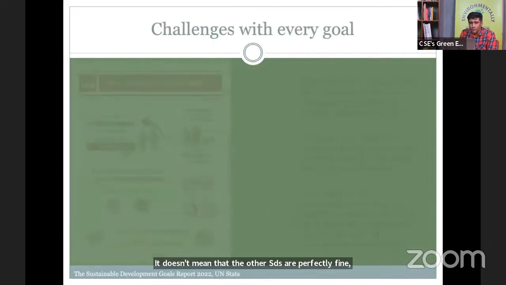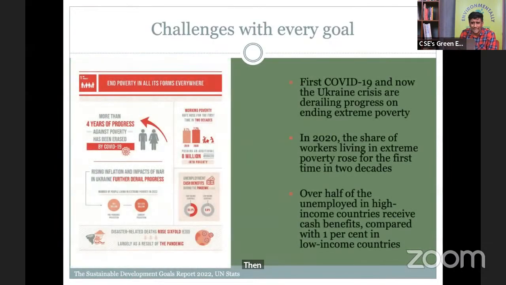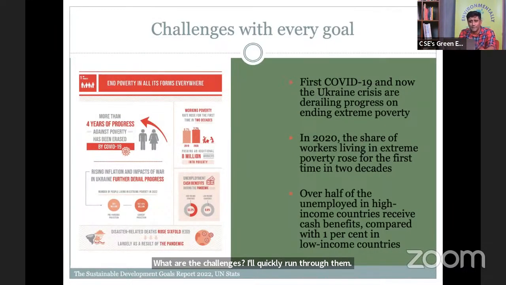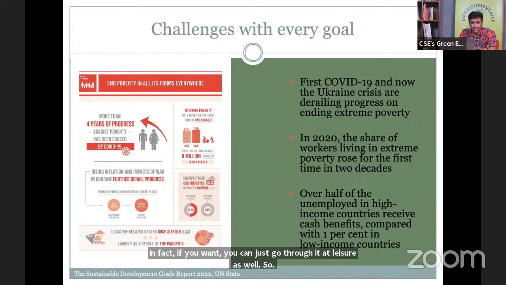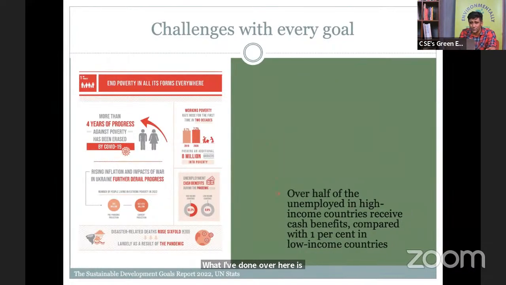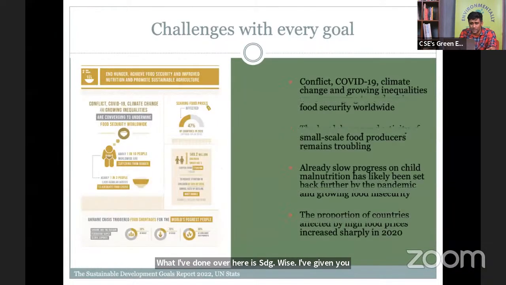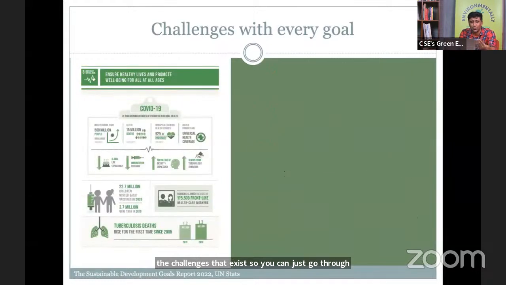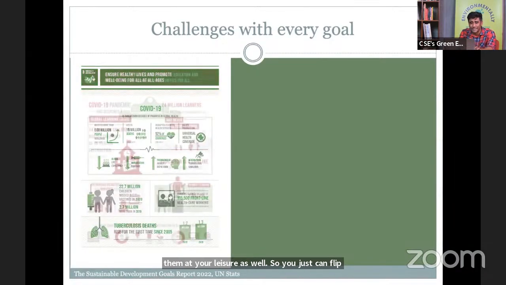Then what are the challenges? I'll quickly run through them. In fact, if you want, you can just go through it at leisure as well. So what I've done over here is, SDG wise, I've given you the challenges that exist. So you can just flip through it, look at it, and actually talk about these in your classroom as well. So these are specific SDG challenges that exist.